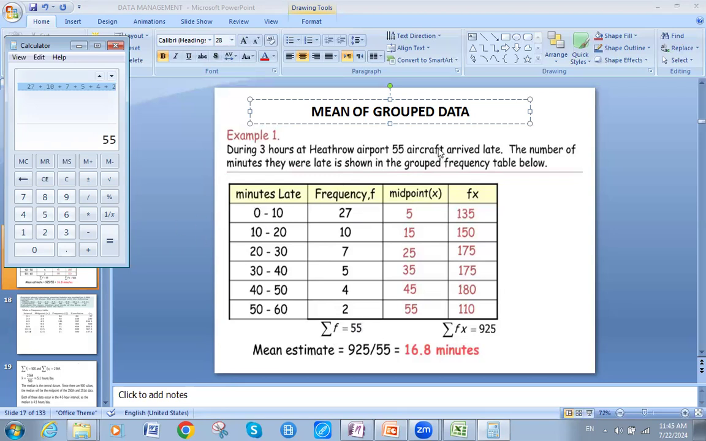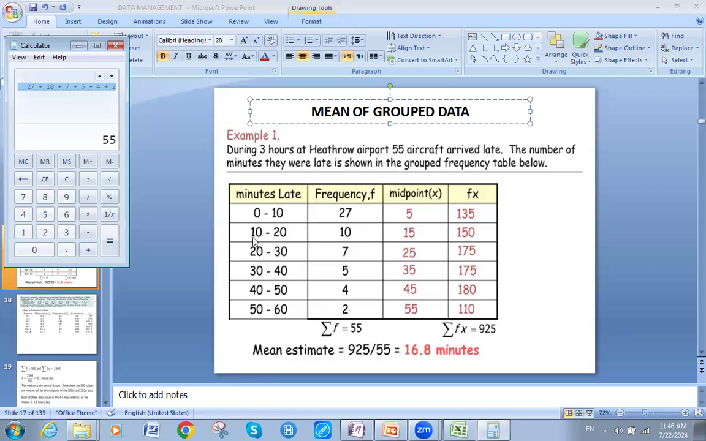So the lateness is categorized based on the time late. As an example, from 0 minutes late until 10 minutes late, there were 27 flights, or 27 airplanes, that came late. For example, one plane came 1 minute late, another plane came 3 minutes late. They are in this category between 0 and 10 minutes late.